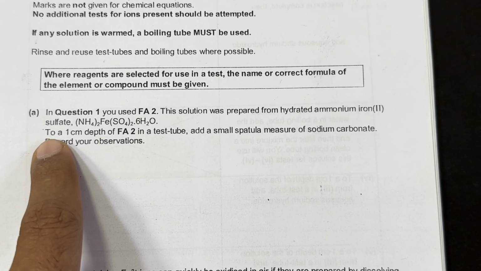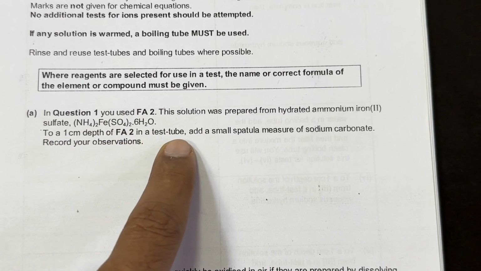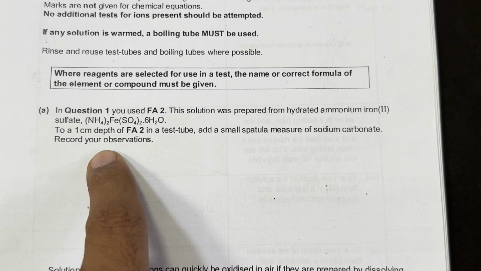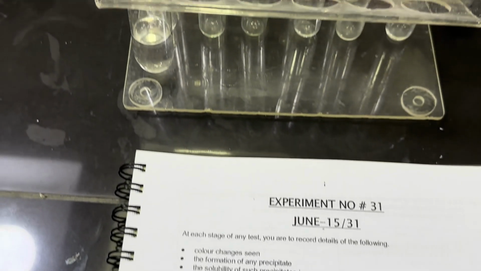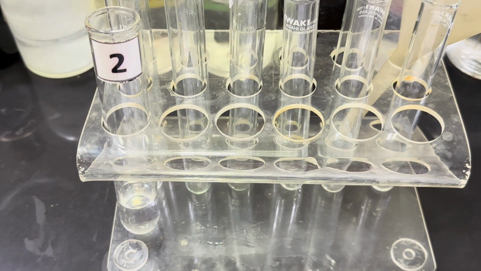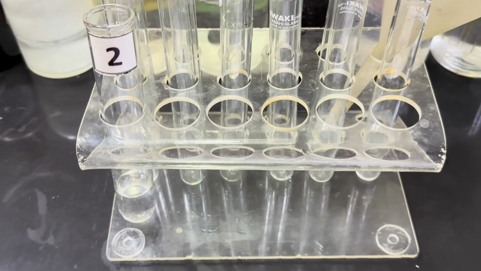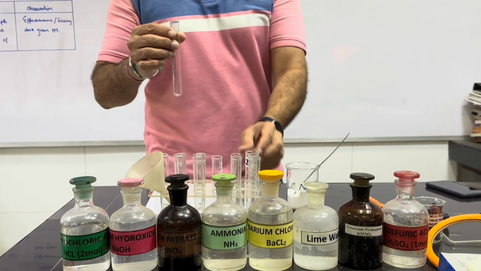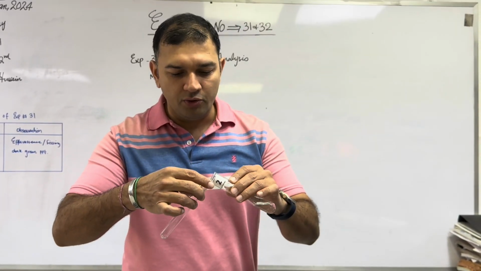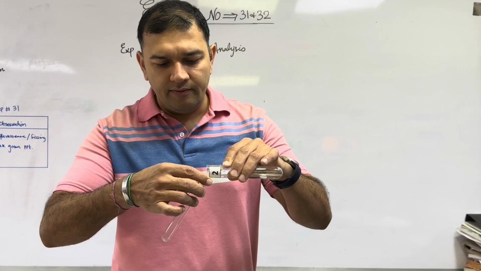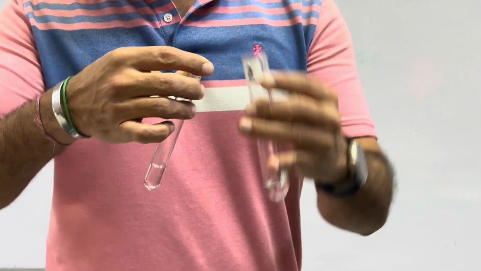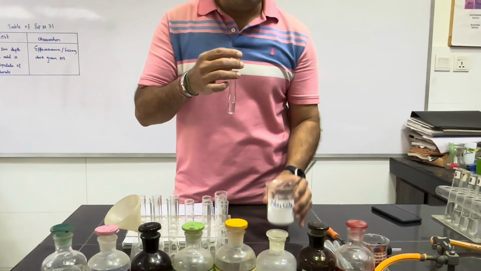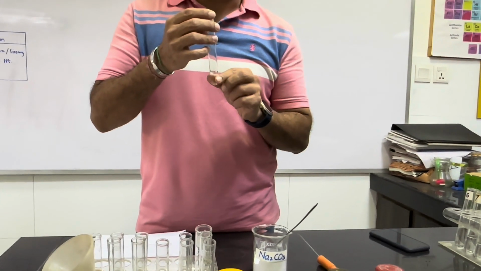They have said to a 1 centimeter depth of Fa2 in a test tube, add a small spatula measure of sodium carbonate and record your observation. So in this Fa2 given, we have to add sodium carbonate and then we have to record the observation in this box. Now we will take 1 centimeter depth of this Fa2 solution, and in this solution we will add a small spatula of sodium carbonate. So we will see what is happening in this tube.